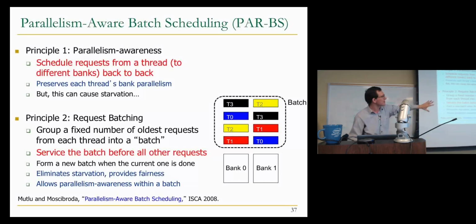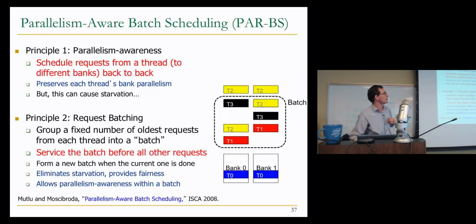And within this batch, it forms a ranking, and it prioritizes the threads based on that ranking. Let's assume that thread 0 is ranked over everything else, so the memory controller schedules thread 0's requests first. In the meantime, other requests arrive, but they're not included in the batch, because if you keep including requests in the batch, there's no point in batching, right?